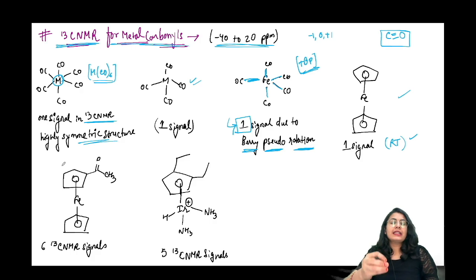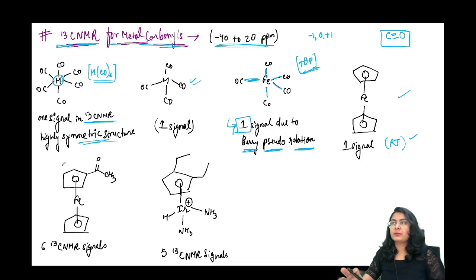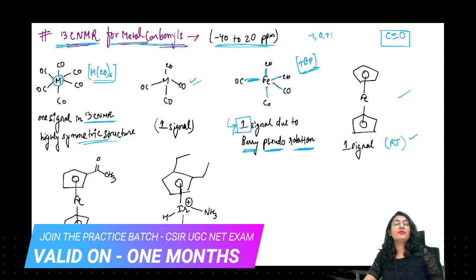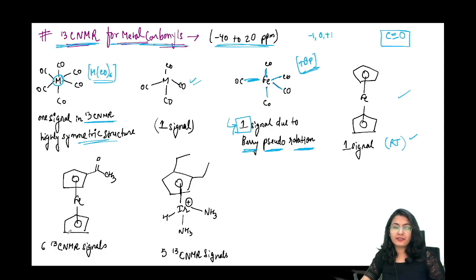So until and unless it is mentioned that ferrocene, the structure, or the conformation, is locked into staggered or eclipsed, until then everything is same. Then we move onwards to a substituted ferrocene. You see over here, this is a substituted ferrocene.